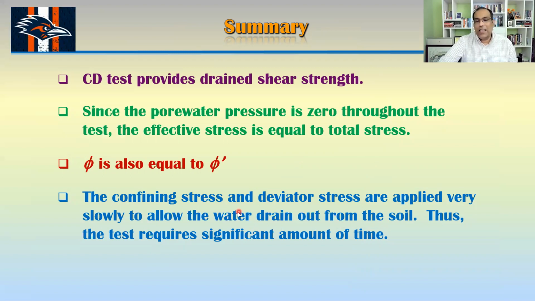Okay, in some cases, I know that you might have to wait a couple of weeks to do that test, like 1 week for consolidation and 1 week for shearing. Okay, very slow process. So we also call that one slow test, or S test. Okay.